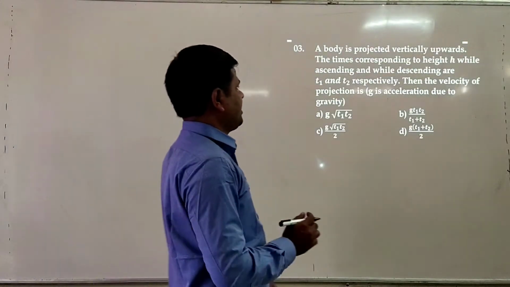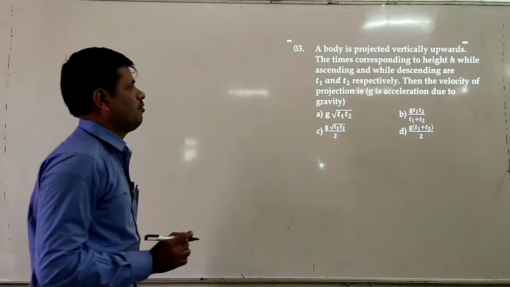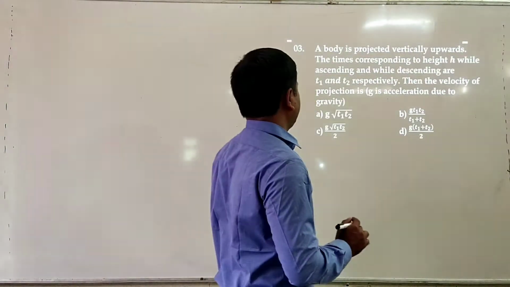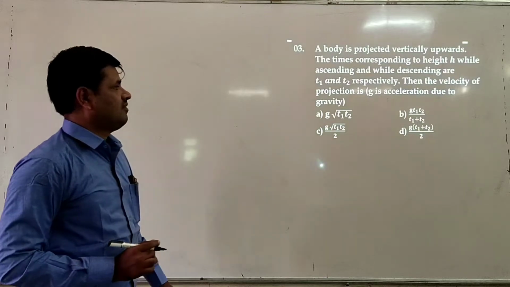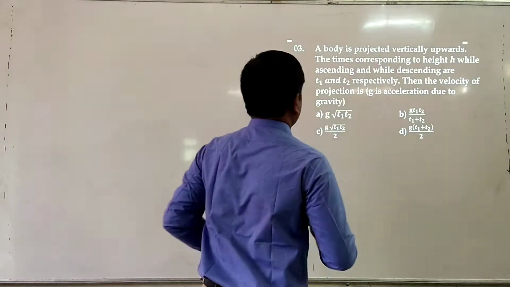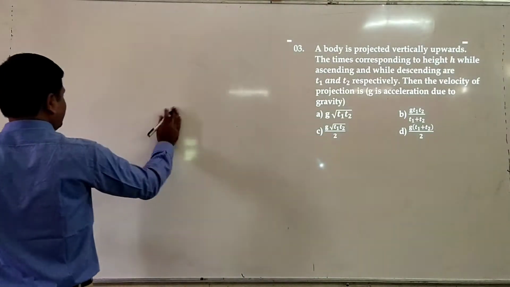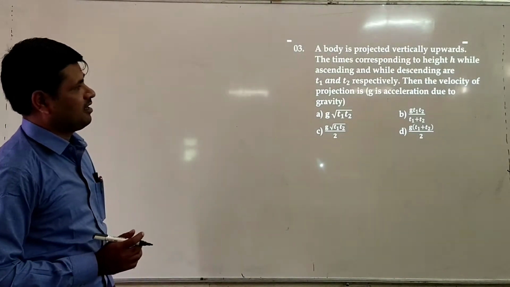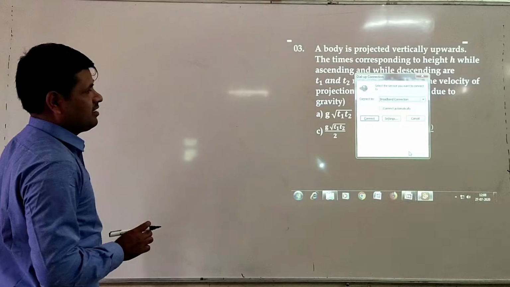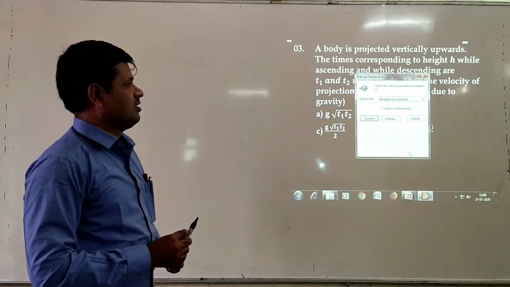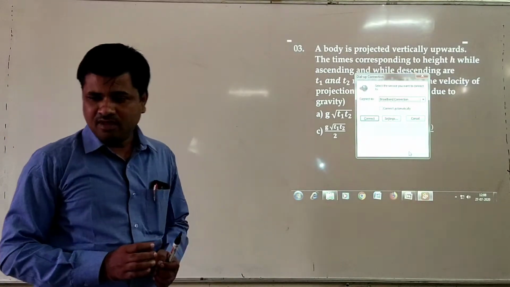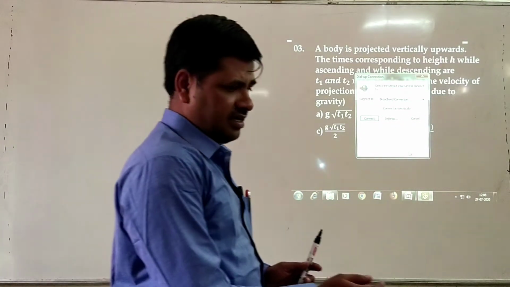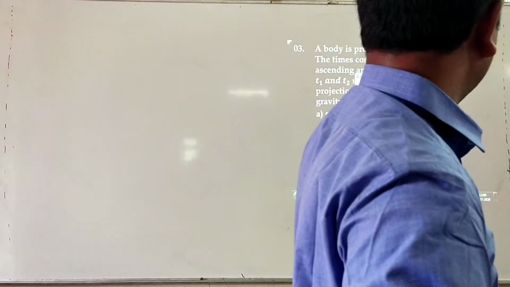The body is projected vertically upwards. The times corresponding to height h while ascending and while descending are t1 and t2. The velocity of projection is. Now the ascending and descending values: the times taken for ascending and descending are given.